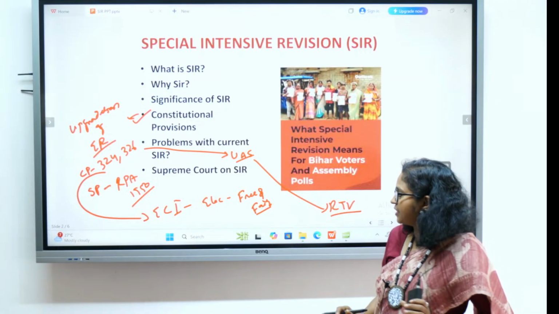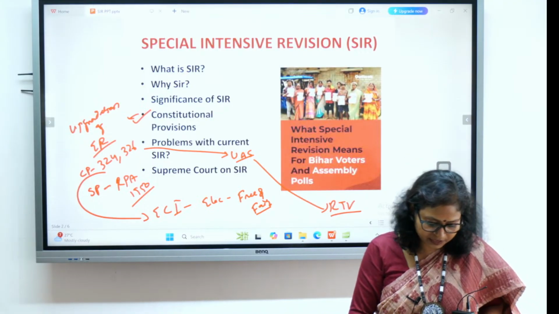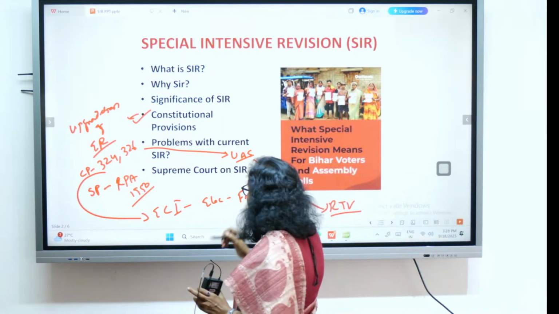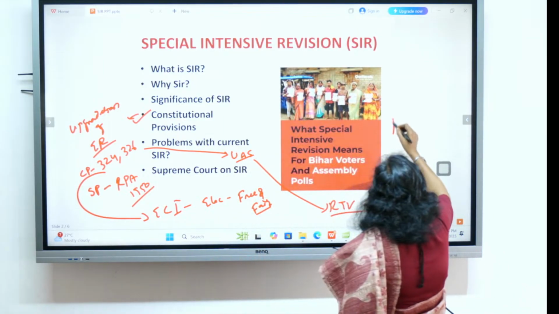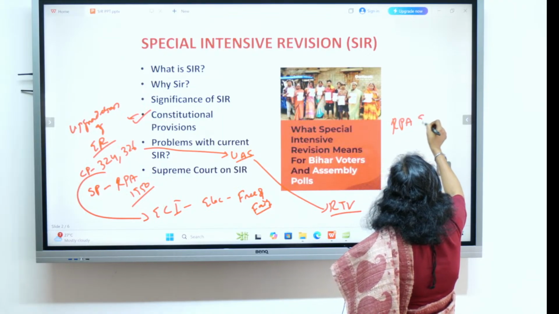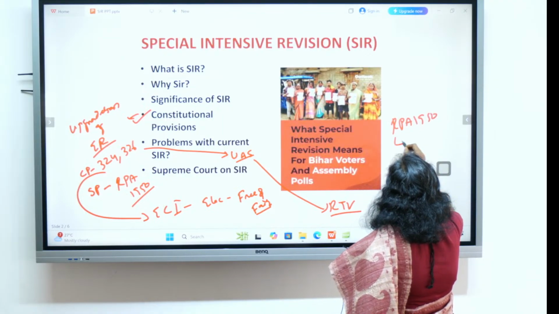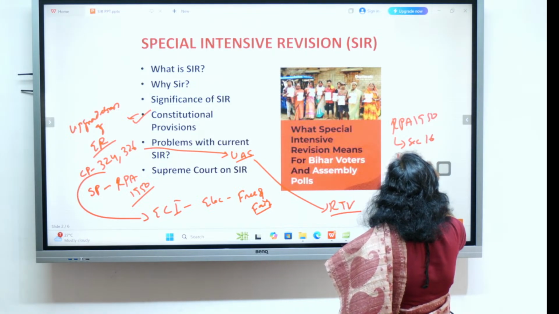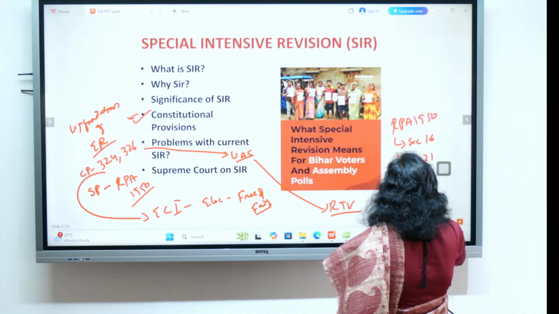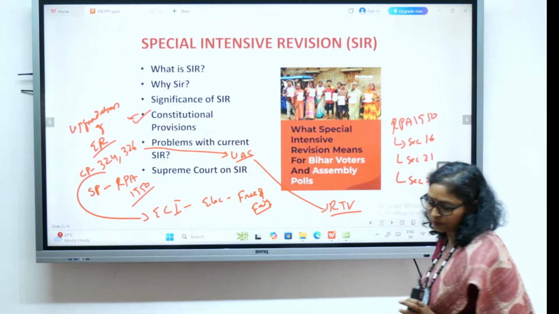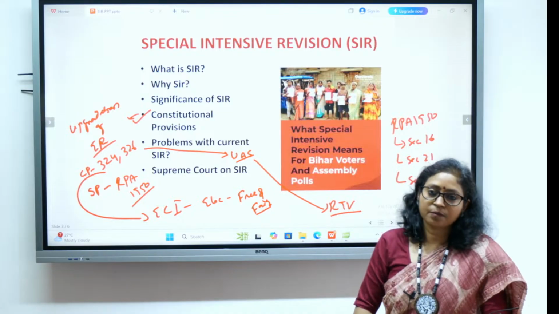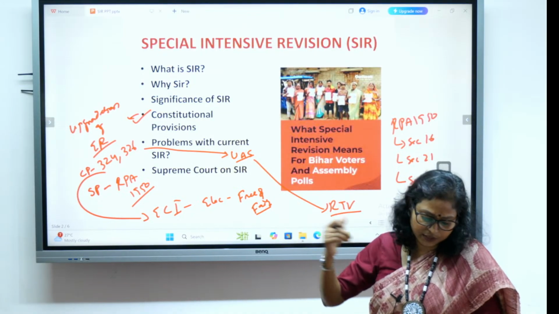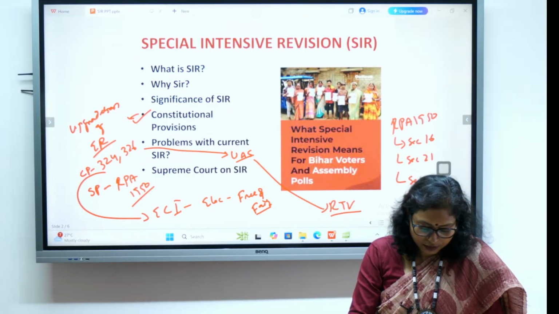Under the Representation of People Act, here we will basically be looking into three provisions: Section 16, Section 21 and Section 23. There are three provisions related to the Representation of People Act 1950, particularly related with the upgradation of electoral rolls.